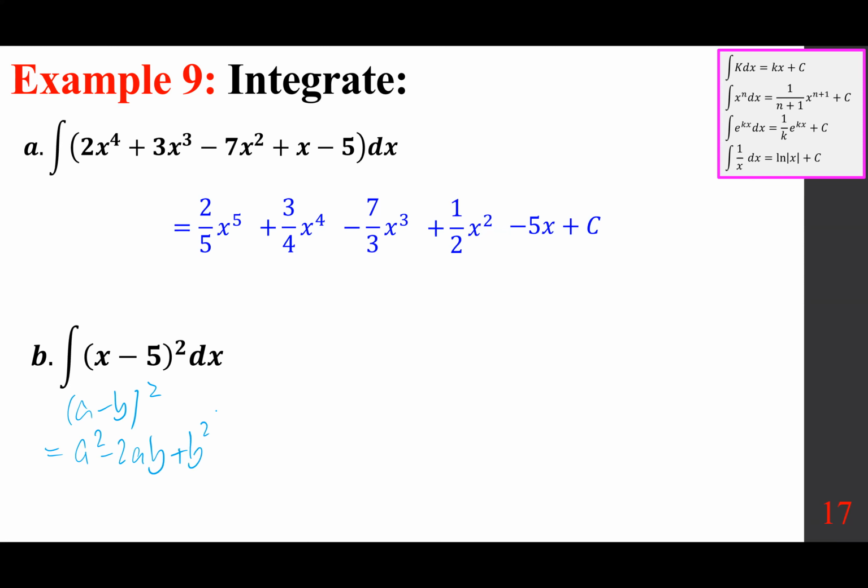So we get x squared minus 10x plus 25. And now this becomes 1/3 x cubed. This becomes minus 10 divided by 2x squared, or minus 5x squared. And this becomes 25x, and we are done.